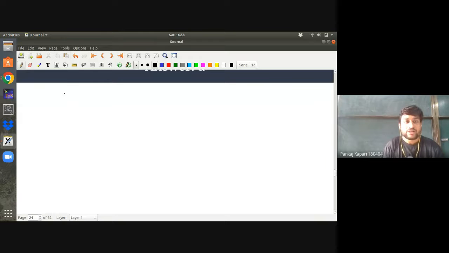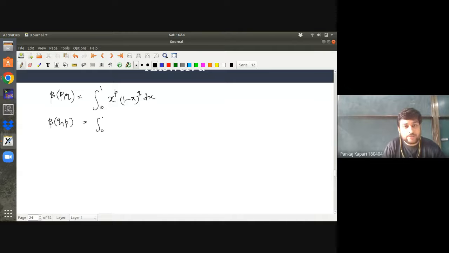So what is beta p comma q? By definition, this is the integral from 0 to 1 of x to the power p into 1 minus x to the power q dx. And what is beta q comma p? It is a little bit different because here you will be taking x to the power q and 1 minus x to the power p dx. So can we say that these two are equal?